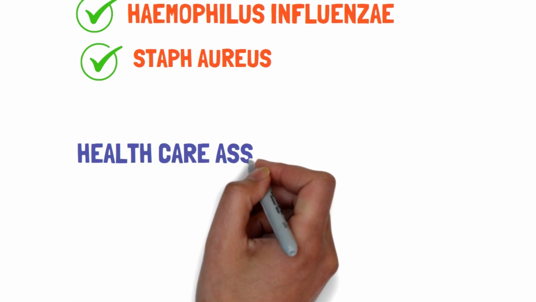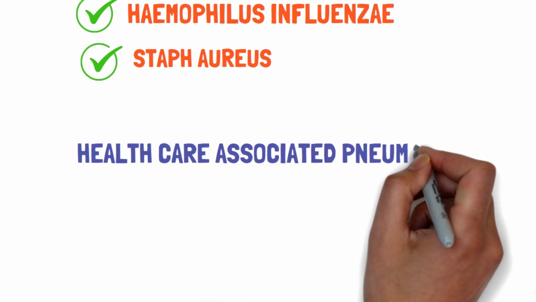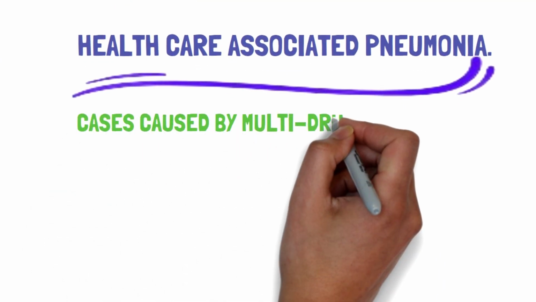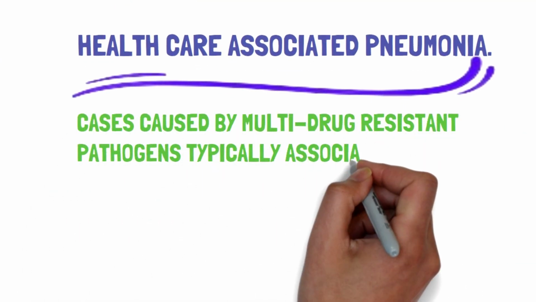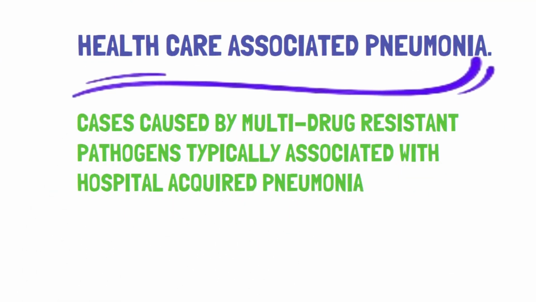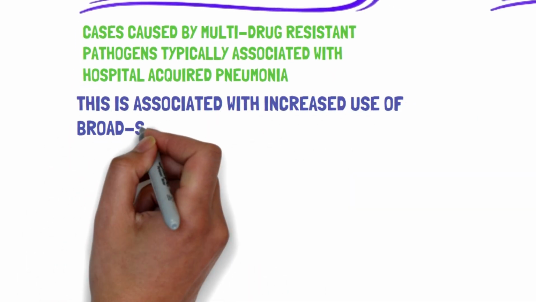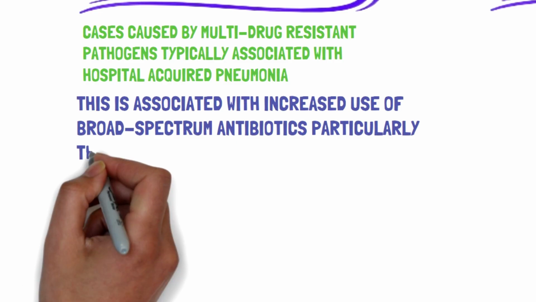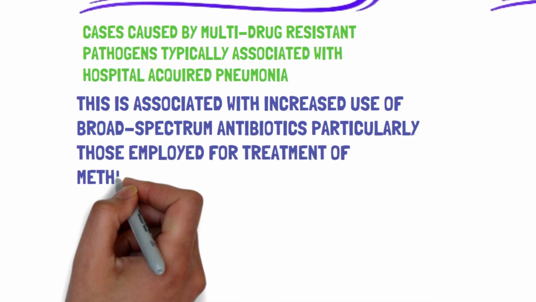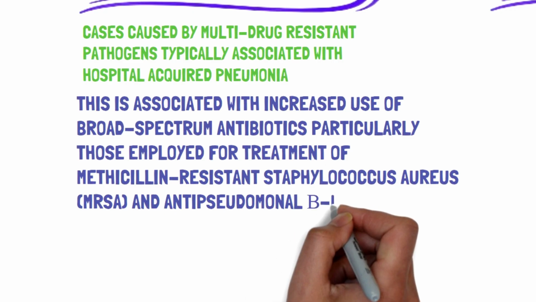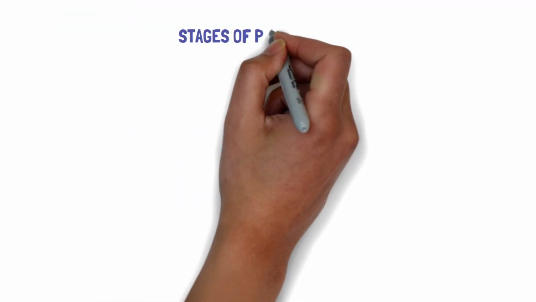We also have another category that is healthcare-associated pneumonia. This encompasses cases caused by multi-drug resistant pathogens, typically associated with hospital-acquired pneumonia. This is associated with increased use of broad-spectrum antibiotics, particularly those employed for treatment of methicillin-resistant Staphylococcus aureus and anti-pseudomonas beta-lactams. Now let's talk about the stages of pneumonia.